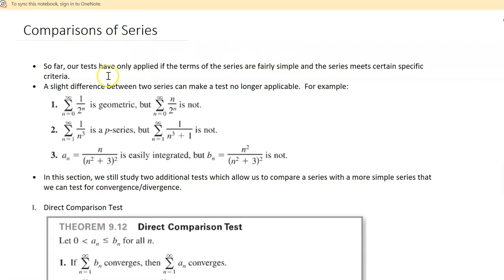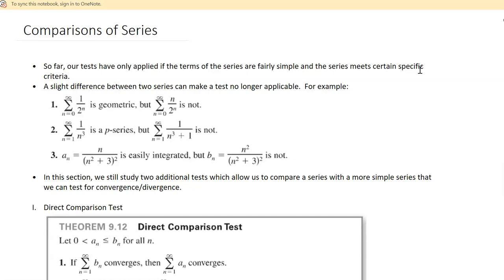Up to this point, our series convergence tests have only applied if the terms of the series are fairly simple and the series meet certain specific criteria, like, for example, being a p-series or a geometric series, or the couple of things that you have to verify when you do the integral test. So a slight difference between two series can make a test no longer applicable.